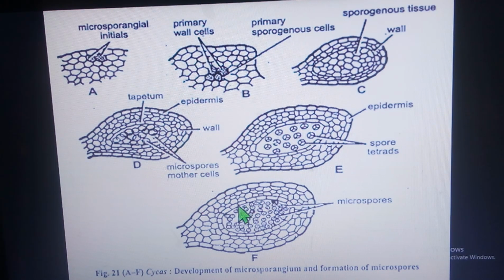Now here the tapetum does not remain as it is. This tapetum is used up during the development of these microspores. So in a mature microsporangium, only the signs of the disintegrated tapetum can be seen. Okay, only the disintegrated tapetum can be seen in a mature microsporangium, because it is already used up for nourishment during the development of these microspores.